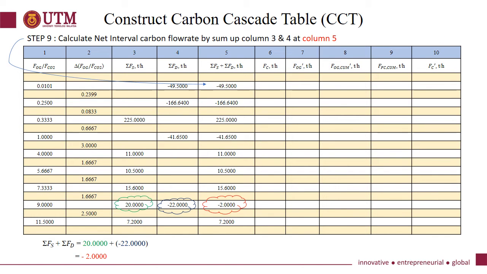Now we will start calculating the net interval carbon flow rate by summing up the flow rate of carbon source and demand at the corresponding FOG over FCO2 interval from columns 3 and 4. Let's take the same example again. For the value of 9 from the FOG over FCO2 level, the net interval carbon flow rate is 20 plus minus 22, equal to negative 2. Repeat the calculation for all the FOG over FCO2 levels. The carbon cascade table in the slide shows the result after finishing the calculation for column 5.